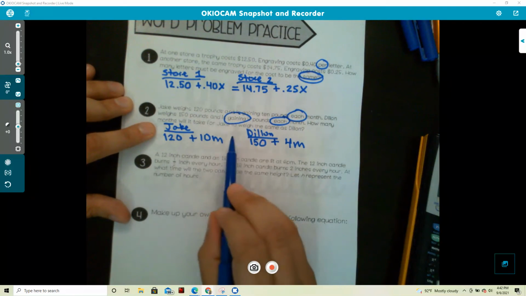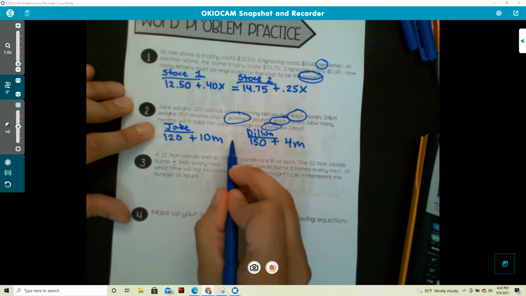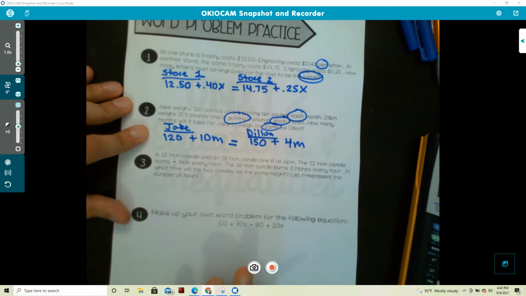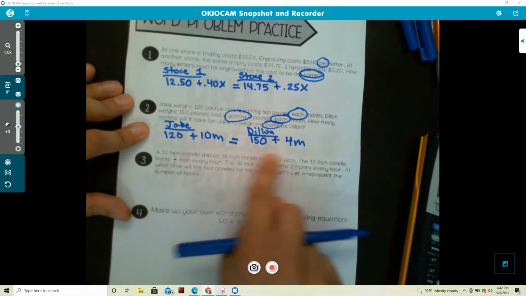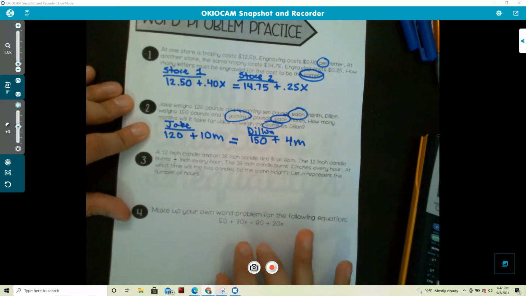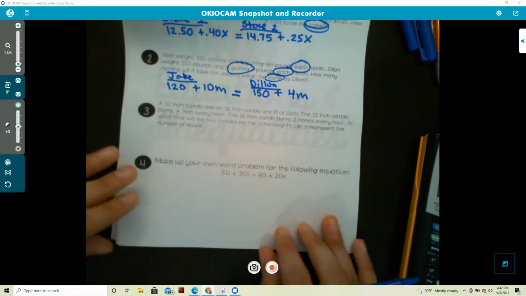How many months will it take for Jake to weigh the same as Dylan? So that means we would make those two expressions equal to each other, and then you would solve for M by solving equations with variables on both sides.